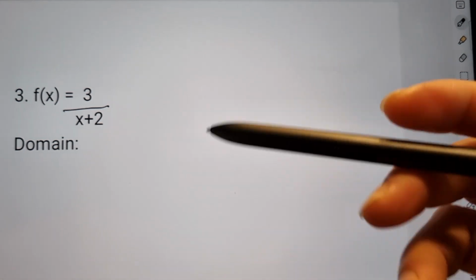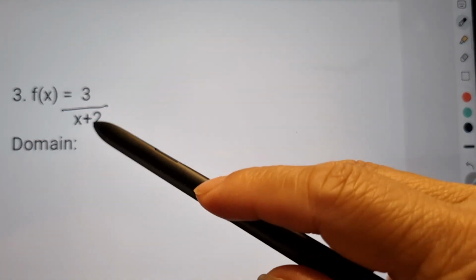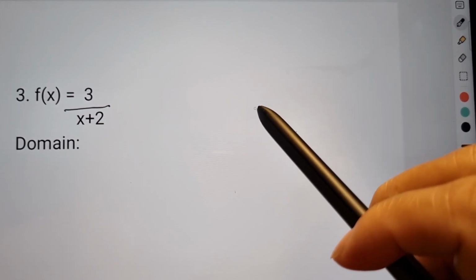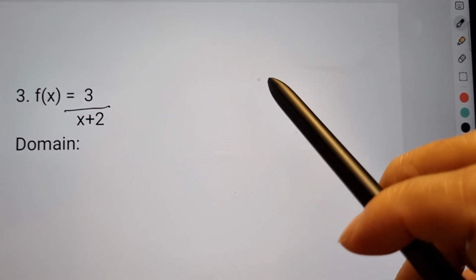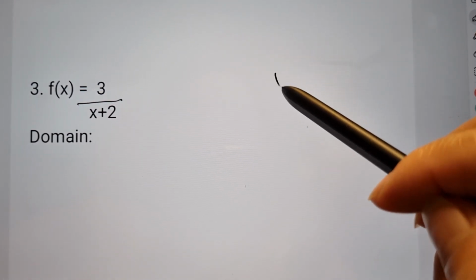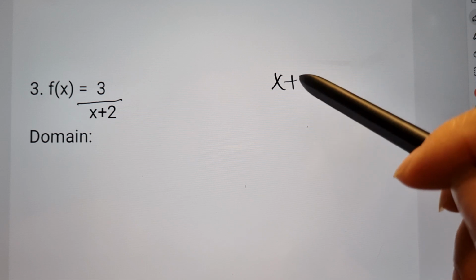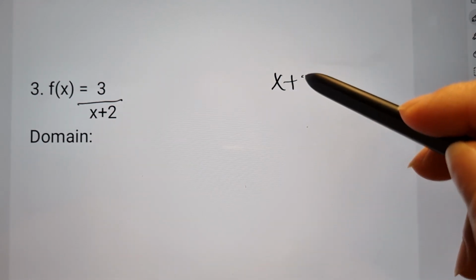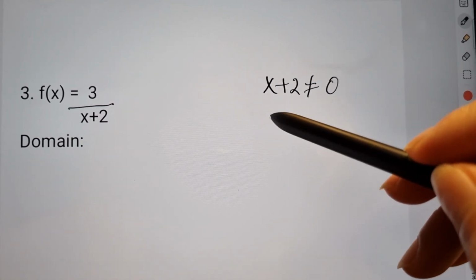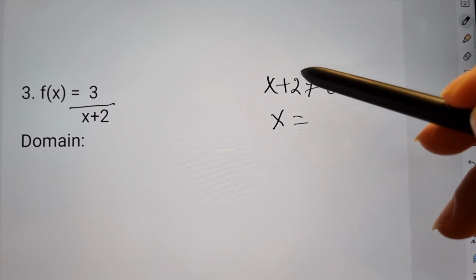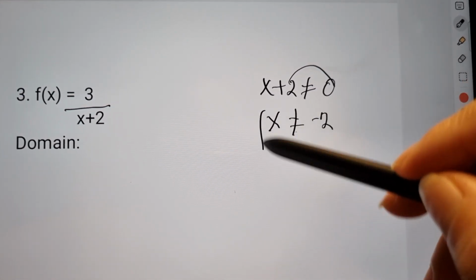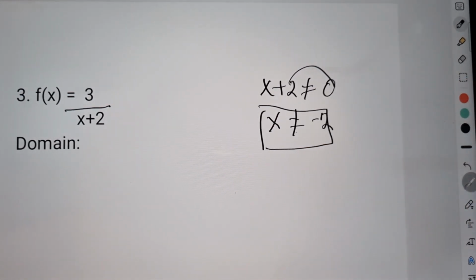Now, para ma-solve natin yan, dahil dito madali lang, very simple lang. Pwede tayong mag-isip kung ano bang pwedeng i-add natin sa positive 2 na magiging 0. So, negative 2. So, it means na ang gagawin natin sa pagsosolve dito, we're going to set the denominator not equal to 0. Okay? So, solve for x, lipat nyo lang sa kabila, maging negative 2. So, x should not be equal to negative 2.